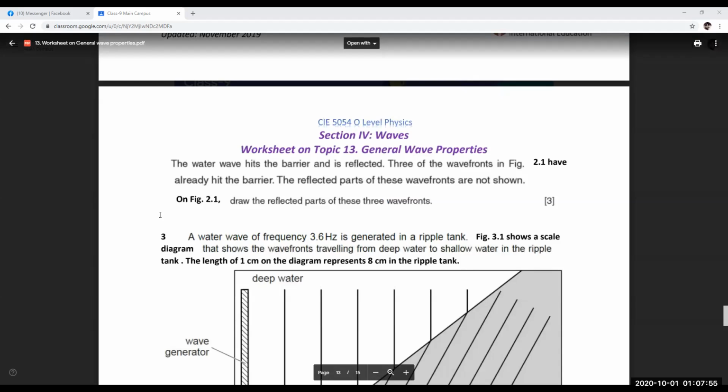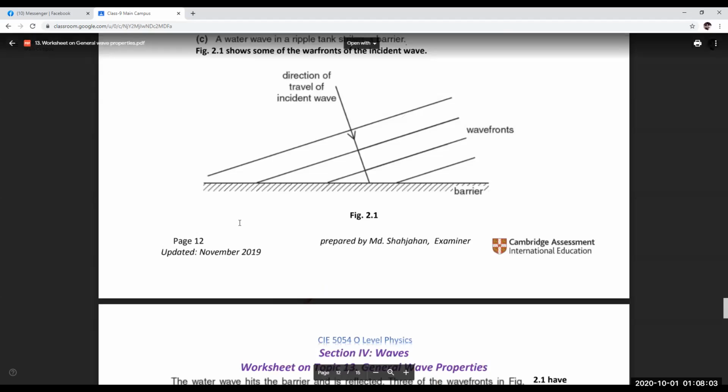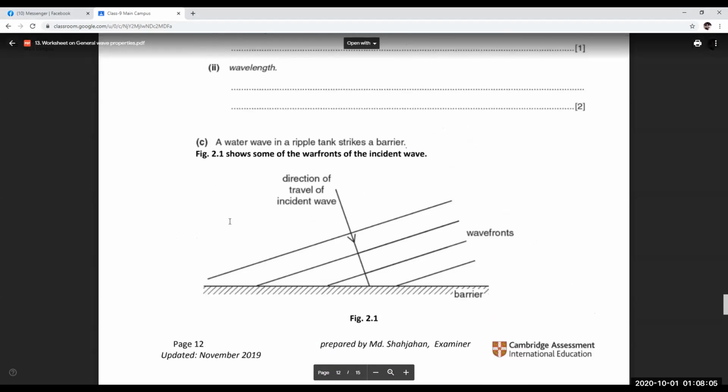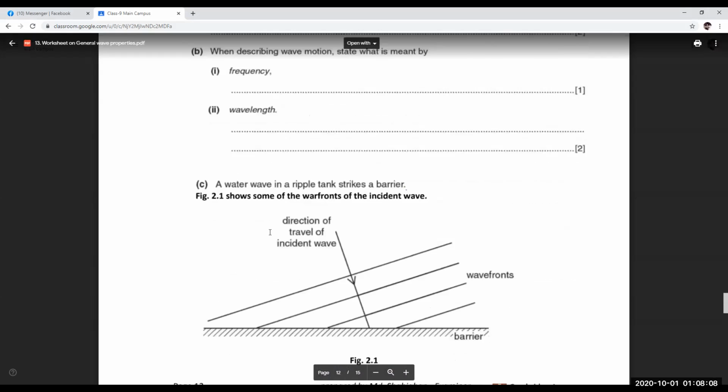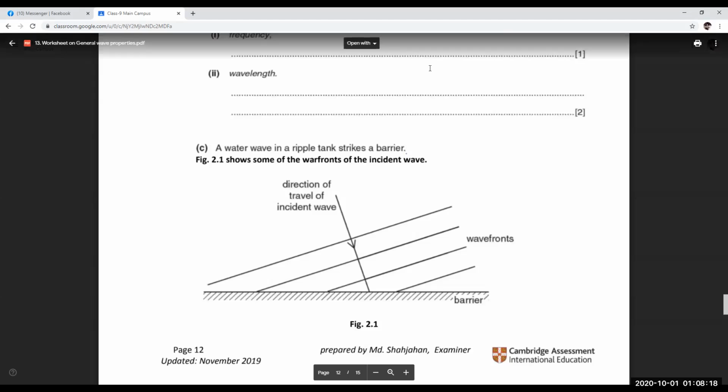So the diagram has space. Yes, so you have to draw there. Go back, there is space, in this diagram, question 2.1, you have to draw. Because here it is reflection. Reflection means it will return back.